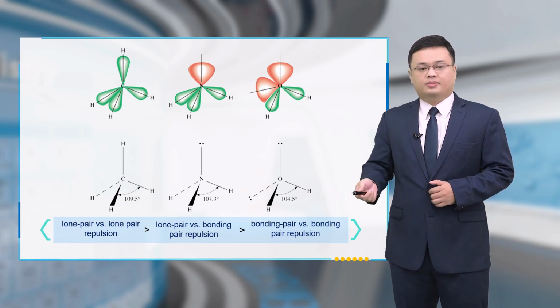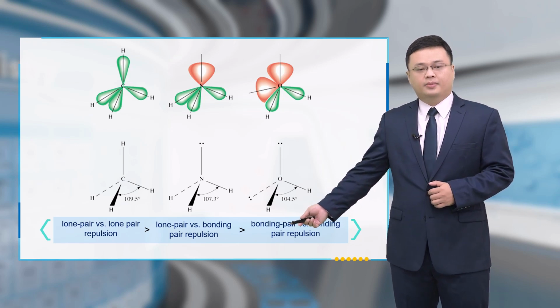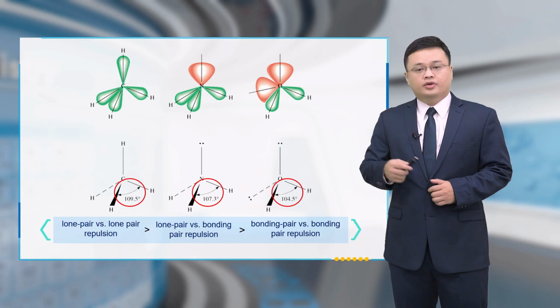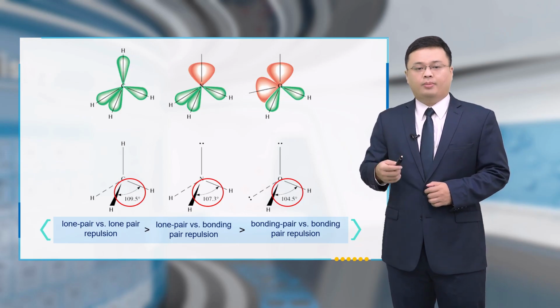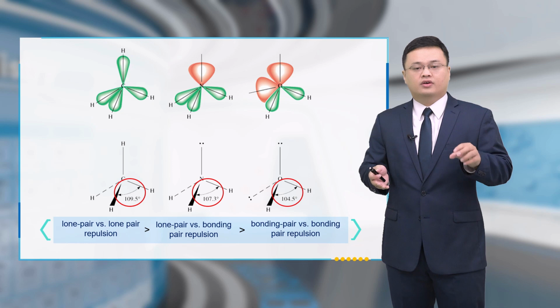This phenomenon is caused by the repulsion force between the lone pairs of electrons and bonding pairs of electrons. Generally, the lone pair versus lone pair repulsion is the largest, like in water. Second is the lone pair versus bonding pair repulsion, like in ammonia. And the least repulsion is bonding pair versus bonding pair, like in methane. Knowing this difference in repulsion will help us to further develop the VSEPR theory with central atoms having lone electron pairs.